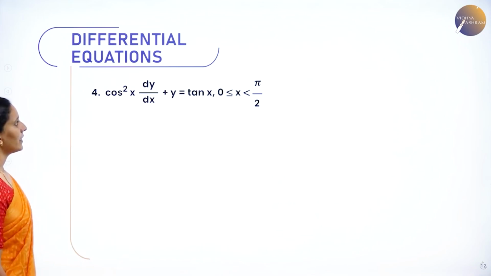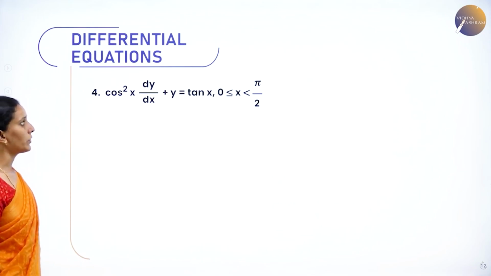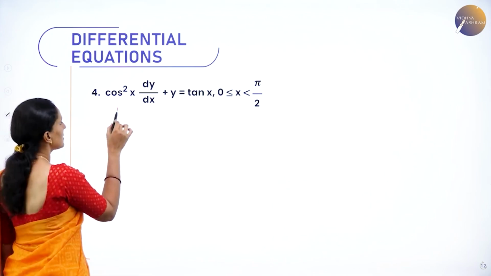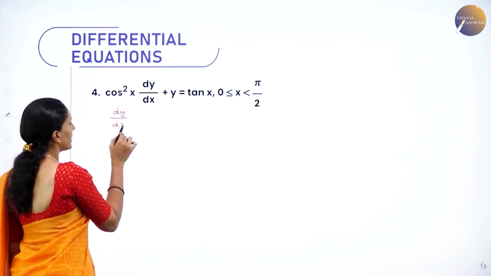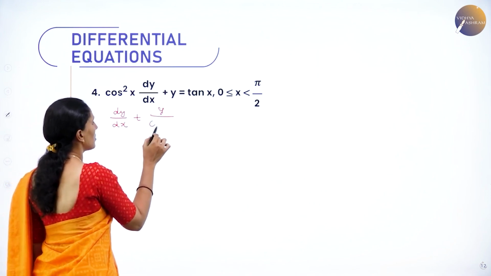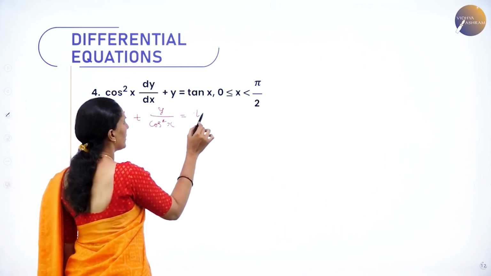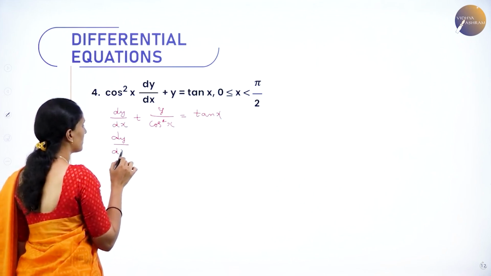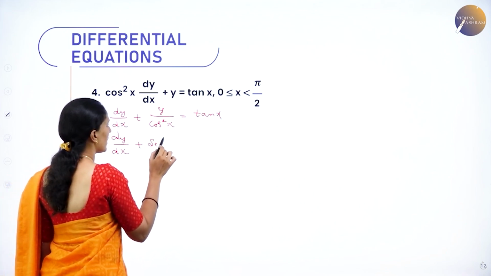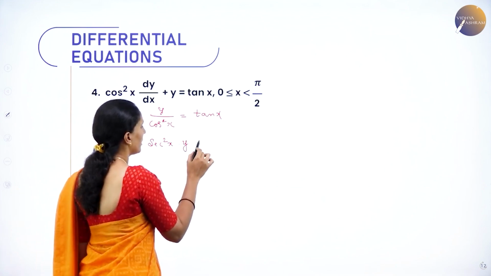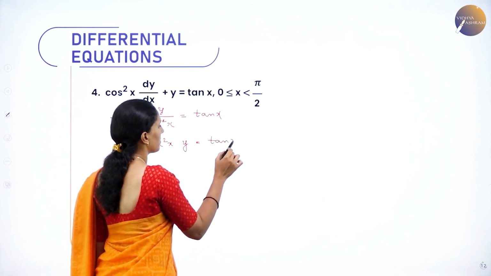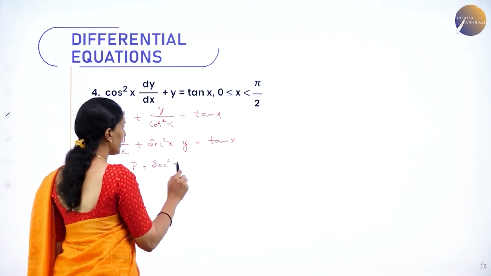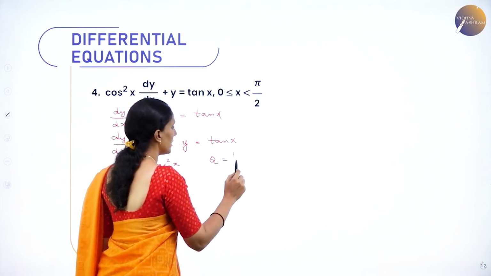Cos square x dy by dx plus y is equal to tan x. So divide the equation by cos square x, then this becomes dy by dx plus y by cos square x is equal to tan x. 1 by cos square x can be written as secant square x. So this is dy by dx plus secant square x into y is equal to tan x. So next here we have p is equal to secant square x, q is equal to tan x.